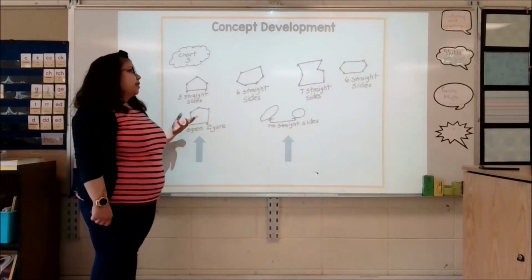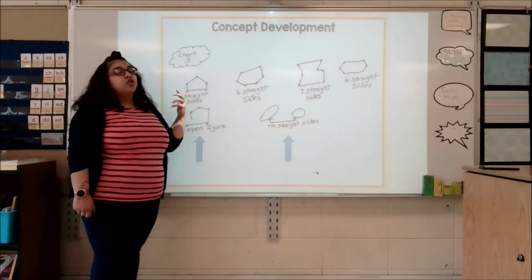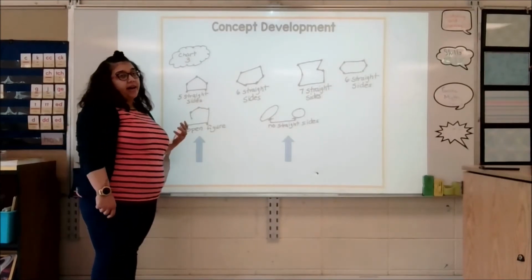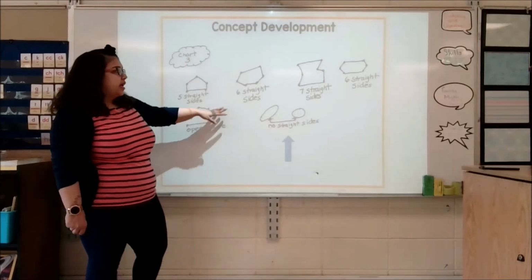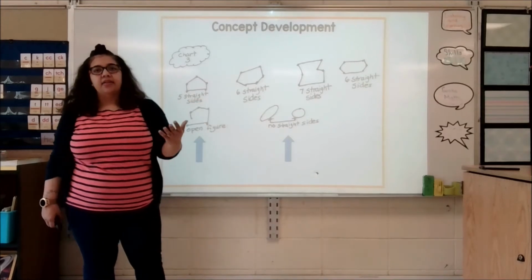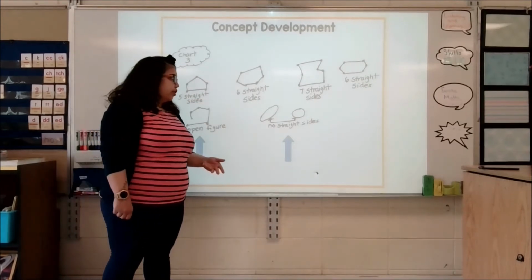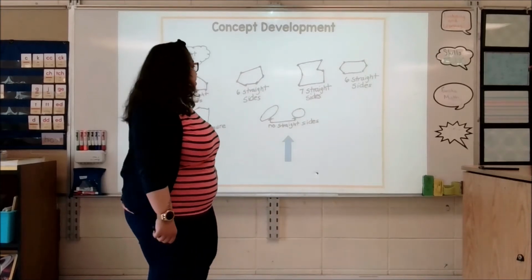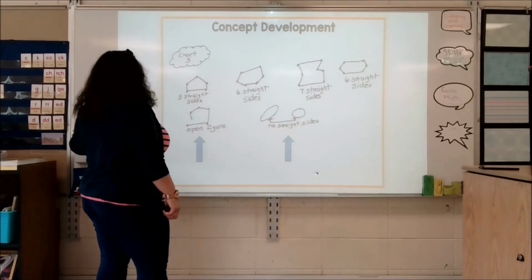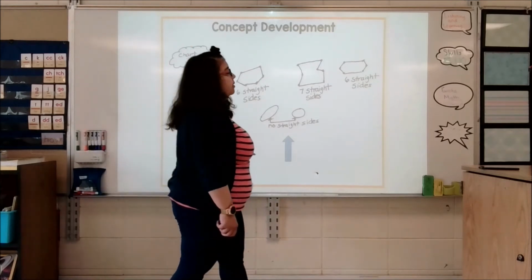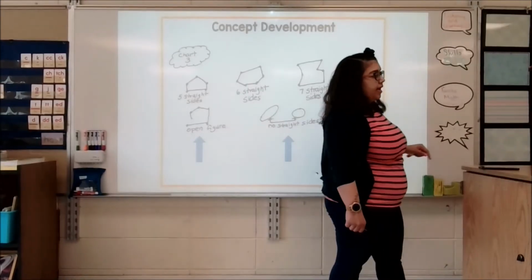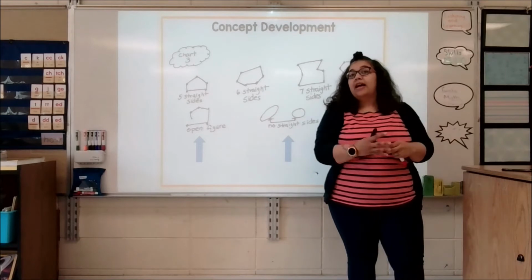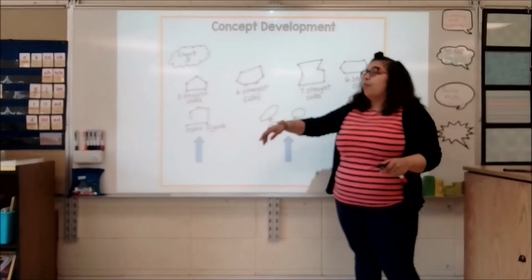Then we have shapes that have 5 straight sides. If you have 5 sides, you also have 5 corners. If you have 6 sides, you have 6 corners. Correct. 7 sides, 7 corners. You can make as many shapes as you want, as long as your number of sides and corners match. Because then you get into what's called an open figure.